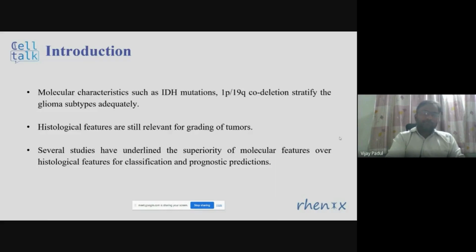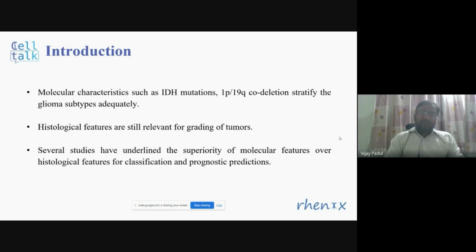But even so, we have molecular characteristics such as IDH mutations and 1p19q co-deletion to stratify the glioma. If IDH mutation and 1p19q co-deletion are present, it is one subtype, which is mostly enriched with oligodendroglioma histology, and IDH mutations without 1p19q deletion define an astrocytoma subtype.